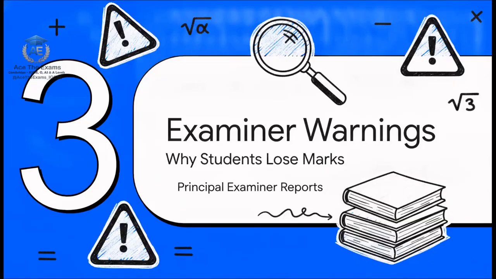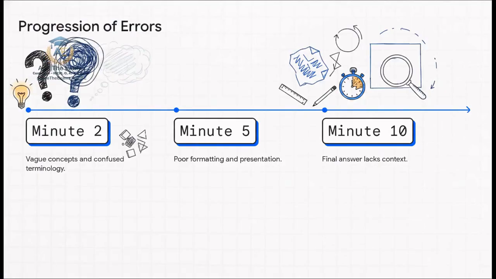Section 3. Top examiner warnings and why candidates lose marks. Let's look at a typical student's workflow of errors during an exam. It's a progression where they just bleed marks through vagueness, bad formatting, and ignoring context. The principal examiner reports highlight 3 main issues on this timeline. First, around minute 2, answers are often too vague.